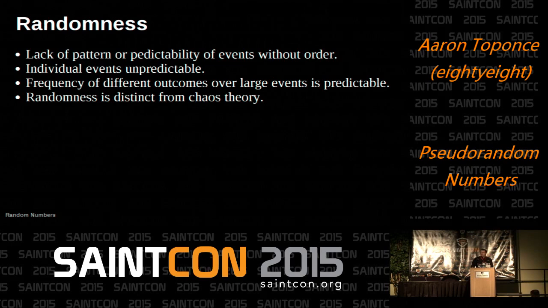So let's define randomness properly. Randomness is the lack of pattern or predictability of events without order. In other words, individual events are unpredictable. We can't predict what the next event will be like. For example, if we're randomly picking numbers between 1 and 1 million, we should not be able to predict what the next number is that will be drawn.